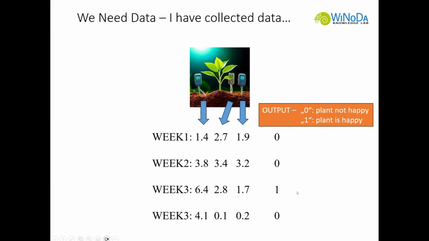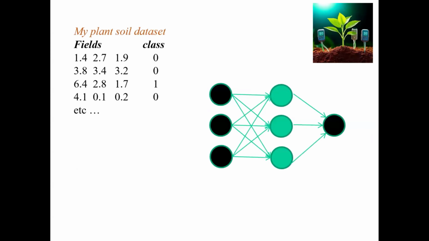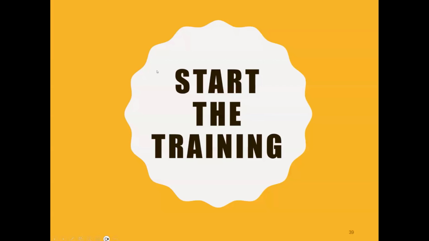Okay, and now I wanted to teach my network to learn given data to then tell me, okay, if you have this sensor data, your plant will be happy. If you have this sensor data, your plant will not be happy. That's what my trained neural network will be able to do at the end. How do I do that? So here's my data set again. So my 3 sensors, numbers, and then the class I know.